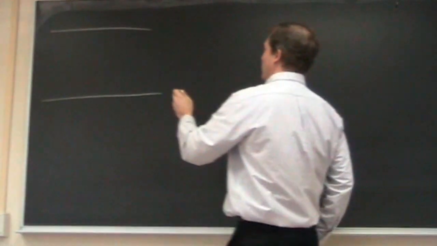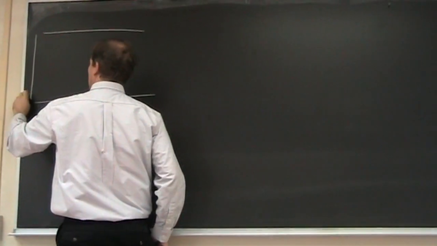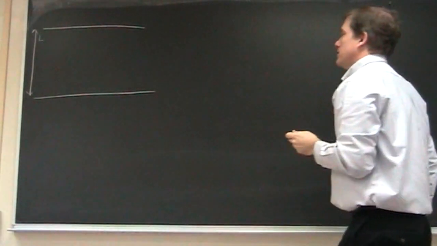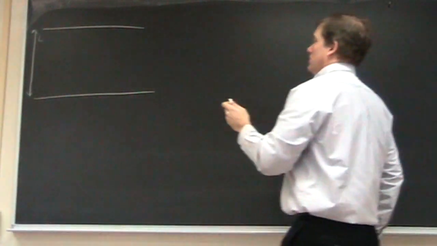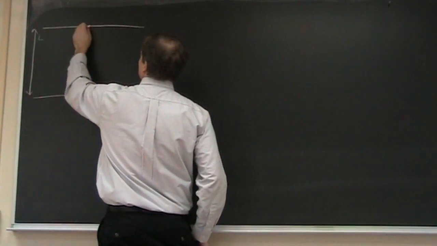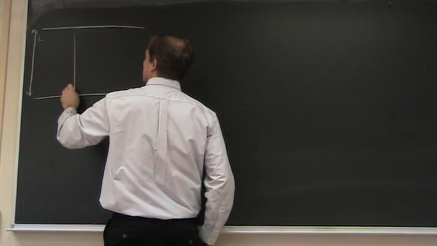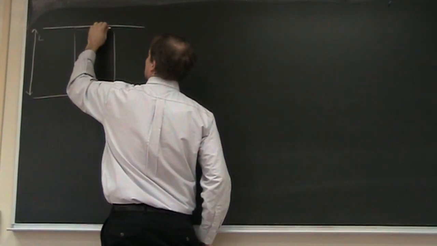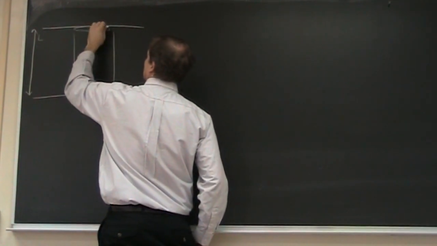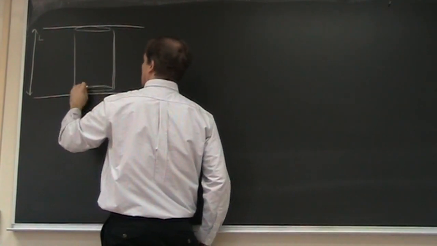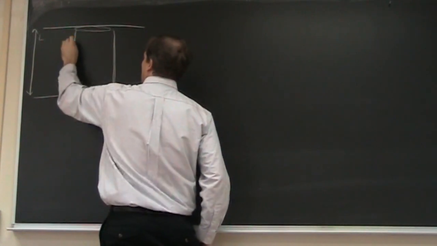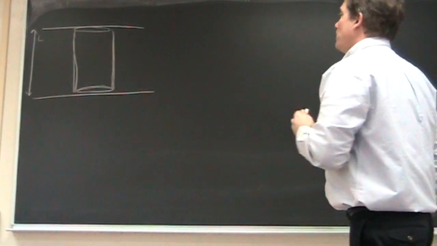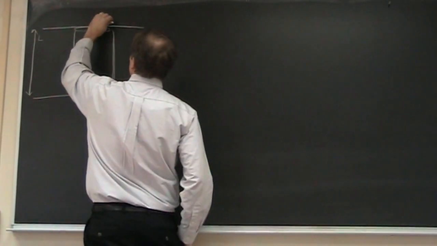The separation is L. And inside this parallel plate capacitor, you have a cylinder. It's a shell. It's a thin shell of charge. And so now this is radius.